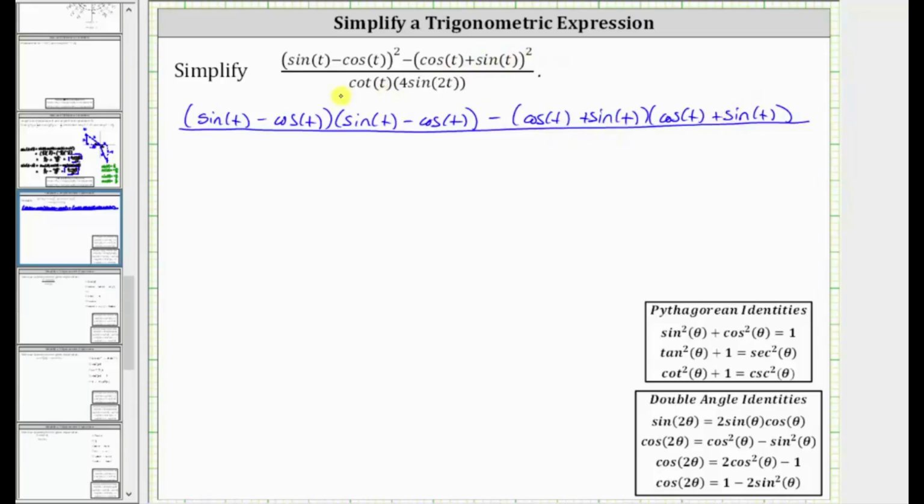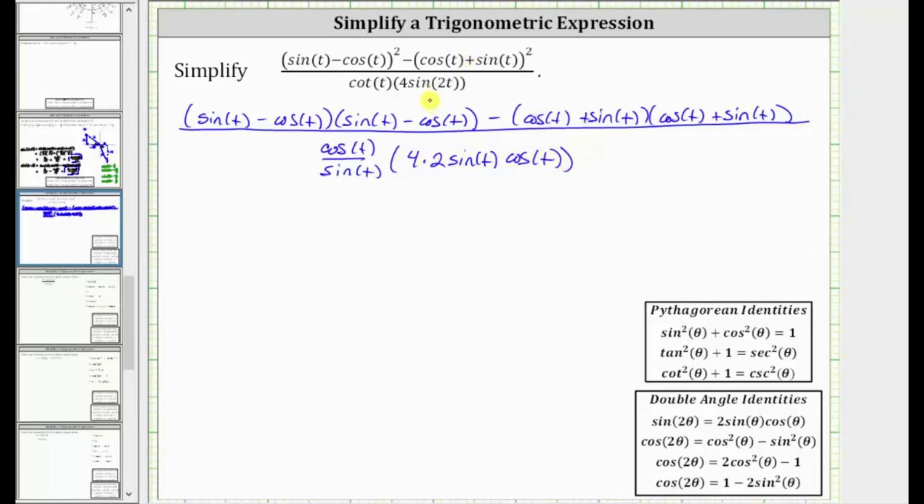In the denominator, cotangent t is equal to cosine t divided by sine t. And then we have times 4 sine 2t, and since sine 2t is equal to 2 sine t times cosine t, we have 4 times 2 sine t times cosine t.